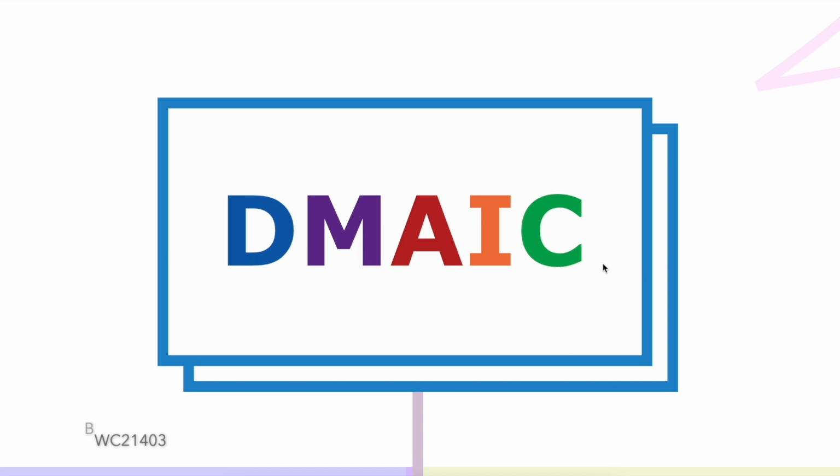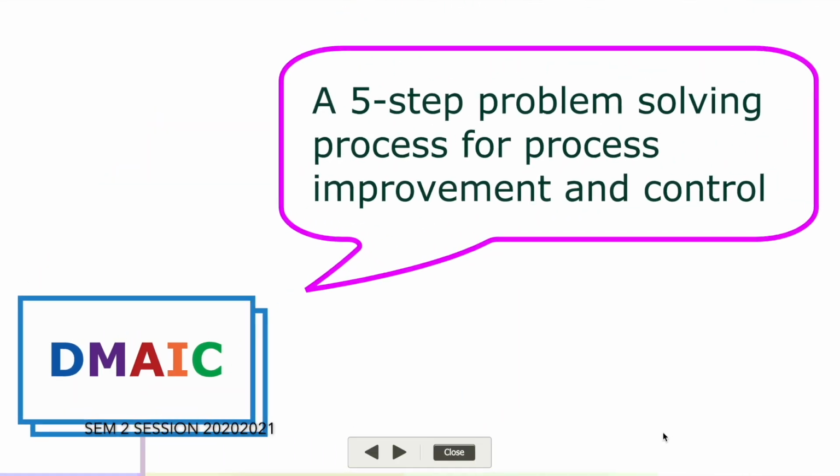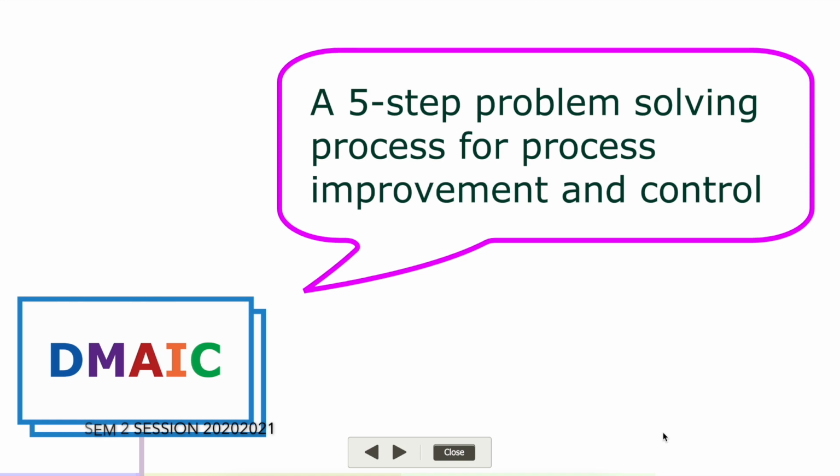Today our topic is DMAIC. It is a 5-step problem solving process for process improvement and control. Let us consider you are a quality control engineer in a company and you are given an assignment to provide a solution in order to improve the performance of an existing system. You can use this process, the DMAIC process, to do that.